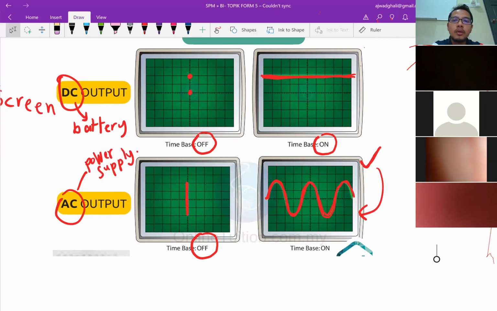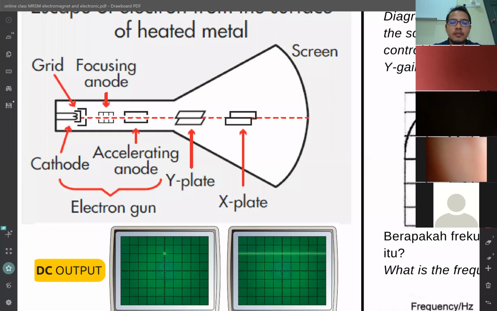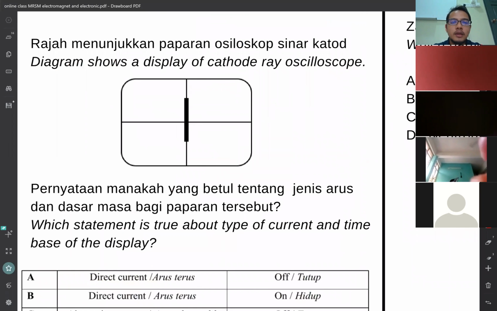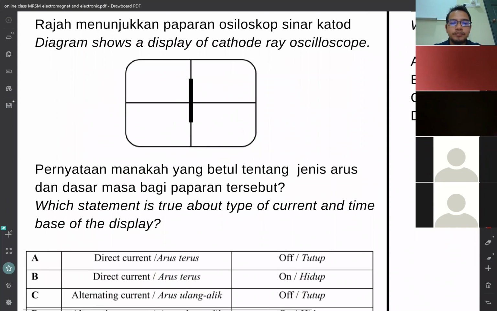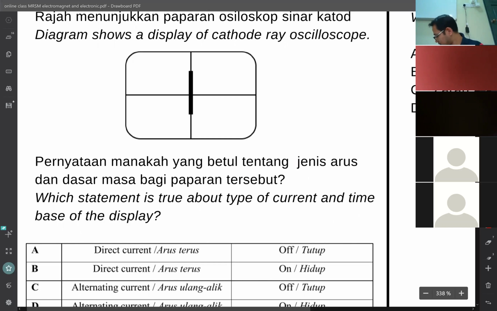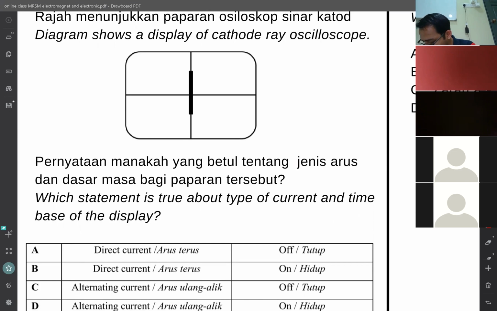So we go back to the notes I shared with you earlier. We start with this question. The diagram shows a display of a cathode ray oscilloscope. Which statement is true about the type of current and the time base of the display? So, like yesterday, if you have anything, you can type on the chat.